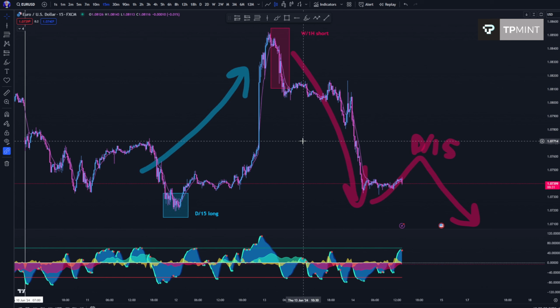So I hope that helps, guys, with showing you the calls that I had for Euro USD, and it was similar on AUD because they're correlated.